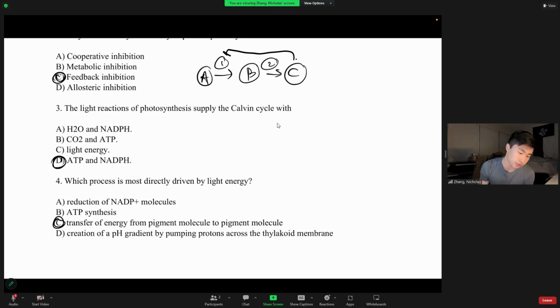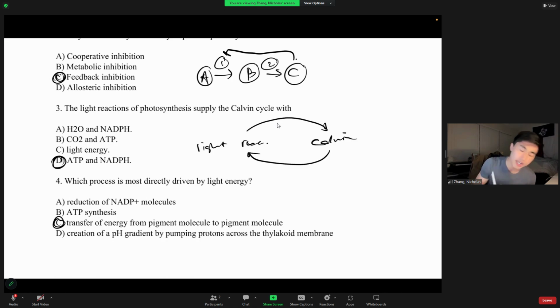Question 3, the light reactions of photosynthesis supply the Calvin cycle with ATP and NADPH. Basically, how this works, if we do light reaction and Calvin, these two reactions are in sort of a cycle, right? The purpose of the light reaction is to take light energy from the sun or some artificial light source and turn it into chemical energy in the form of electron carriers such as NADPH and ATP, right?